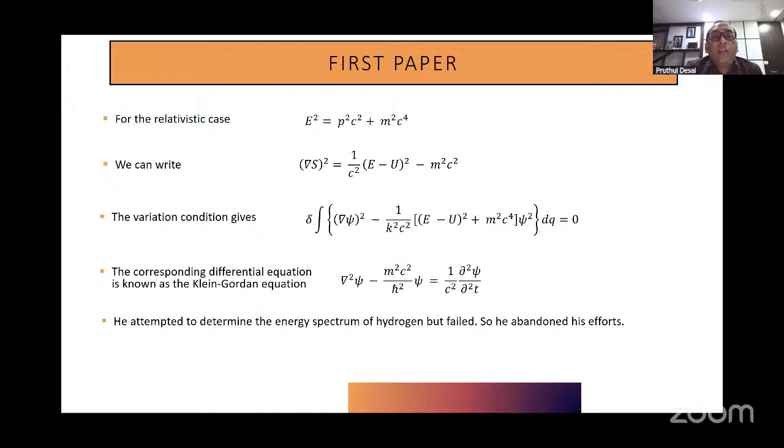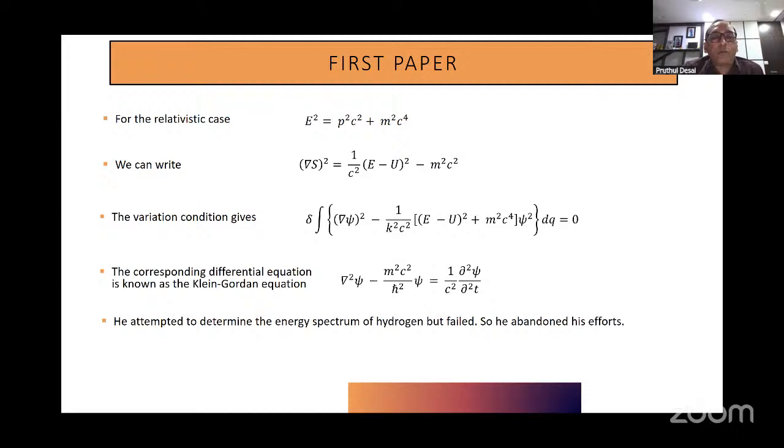And he gets once again an equation. Now this equation corresponds to what is now called the Klein-Gordon equation. So when he used the energy corresponding to a relativistic particle, he got the Klein-Gordon equation. And when he used it for the non-relativistic case, he got the non-relativistic Schrodinger equation.